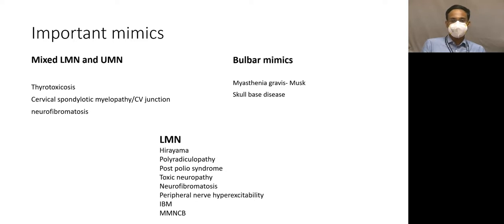So in an elderly person who comes with weakness and wasting of the hand and progressive tightness in the legs, maybe sometimes they can have some occasional urinary urgency, the most common thing that we must consider in this setting is a cervical spondylotic myelopathy.